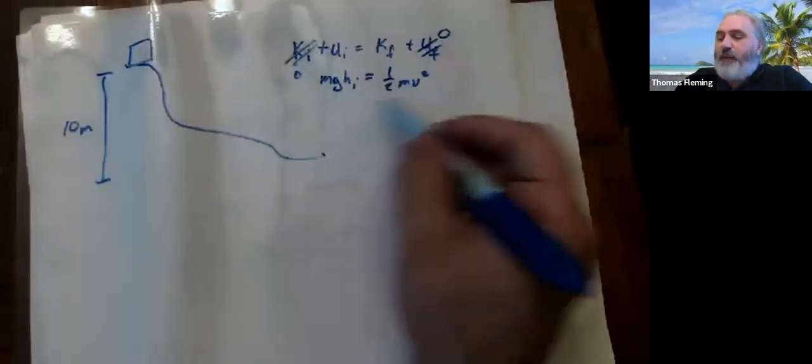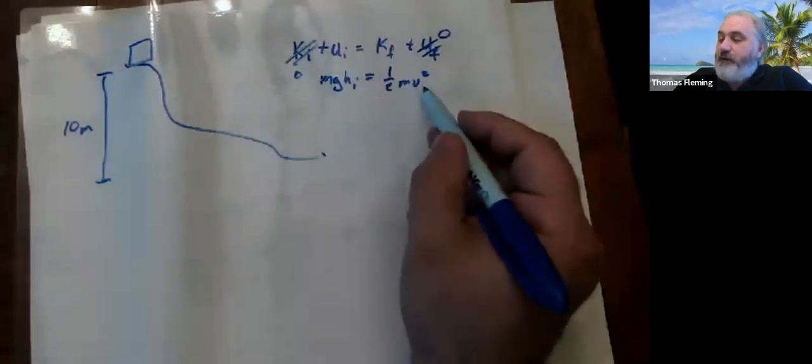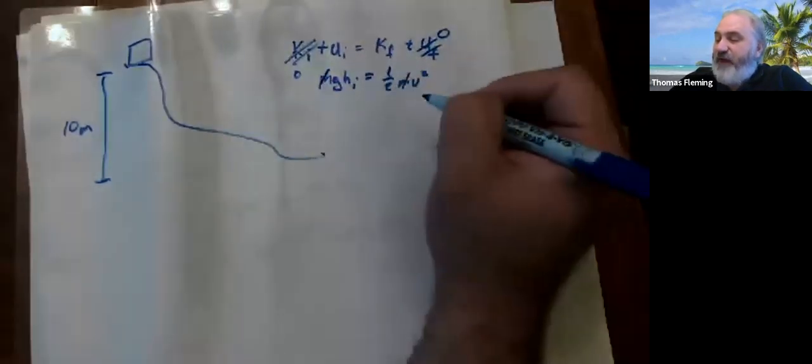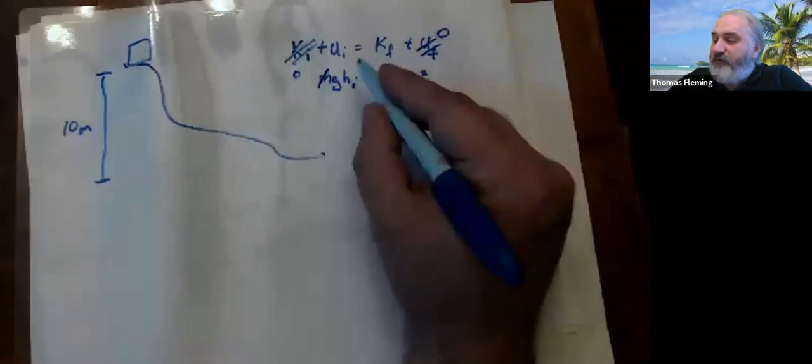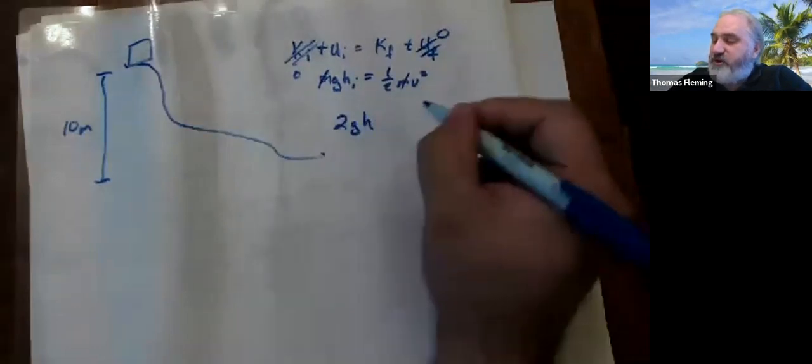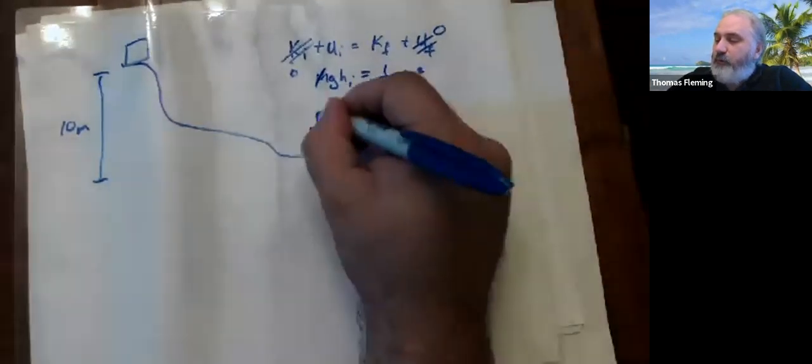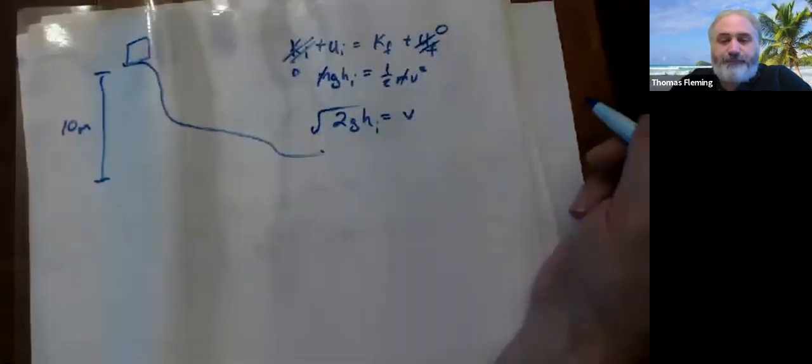So what am I solving? I'm solving this, and I want to find v. Notice the mass of the thing cancels out, and when I solve for v, I'll multiply by 2. I'll get the square root of 2gh initial is equal to v.